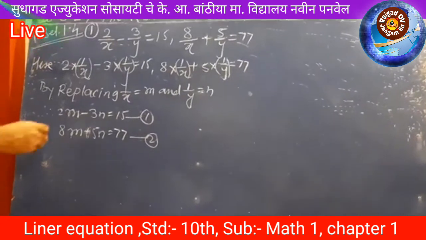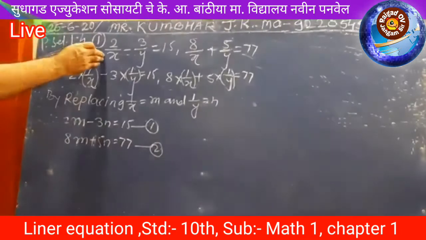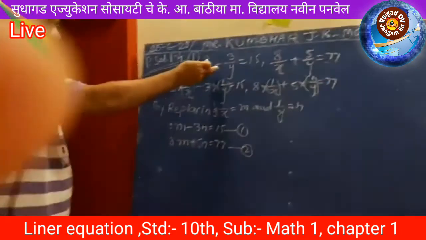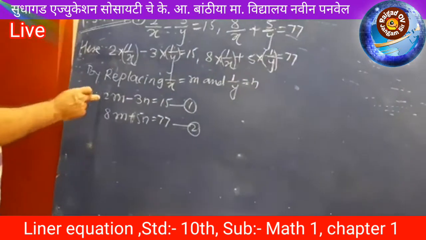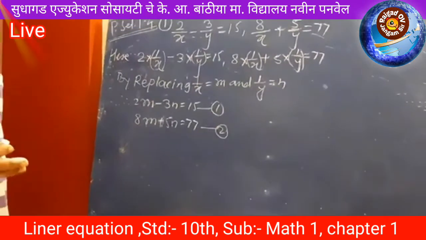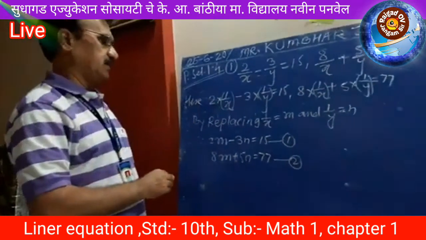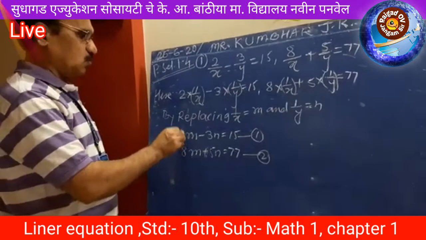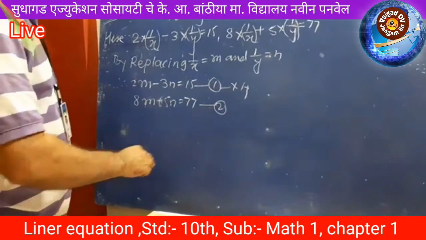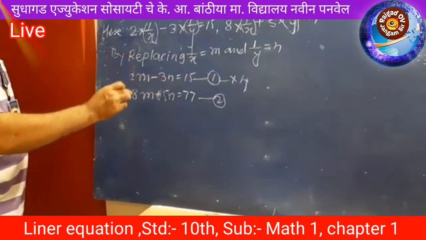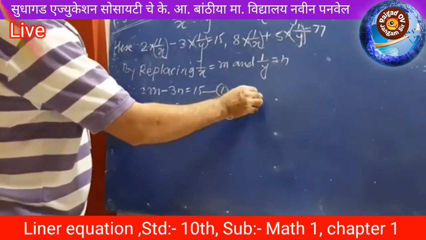Now see the coefficient of m and the coefficient of n. Now we have converted these two equations into linear equations in two variables. Now we can solve by the previous methods: equating coefficients, Cramer's rule, or the graphical method. We can use any one method and solve these two equations. Here 8 and here 2, means if we multiply equation 1 by 4, 4 into 2 is 8, and here is 8m also, means multiply equation 1 by 4.